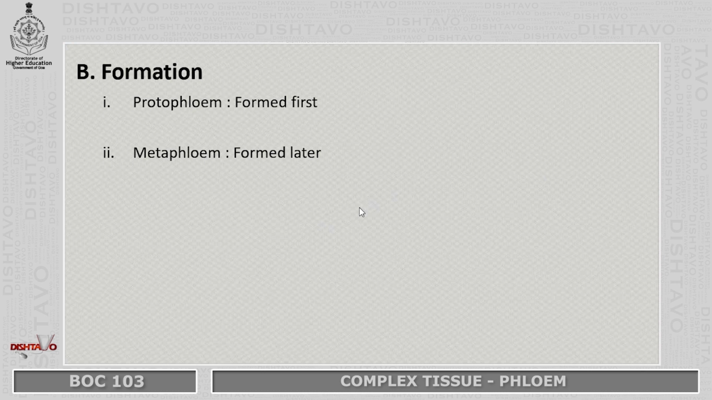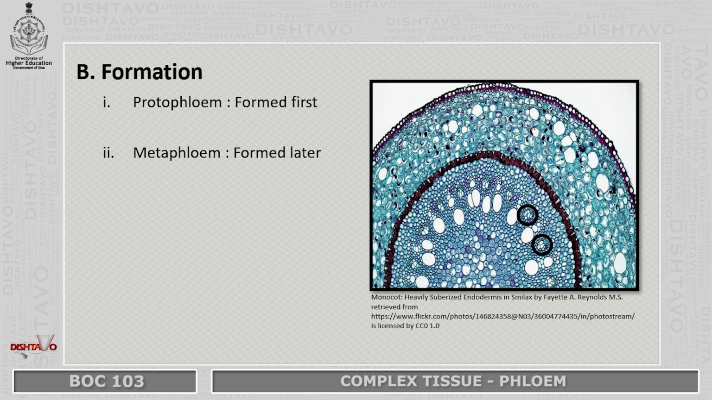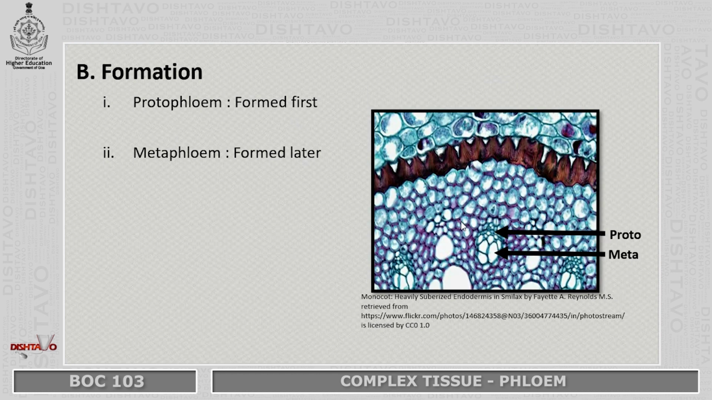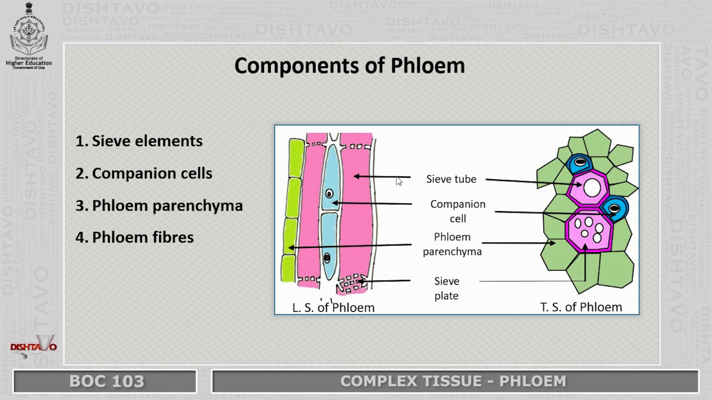Now based on the formation, you have two types: the protophloem and the metaphloem. Protophloem is composed of smaller cells and is formed first. You can see over here these are smaller. Metaphloem is formed later and consists of larger cells. So this is the metaphloem, this is the protophloem.